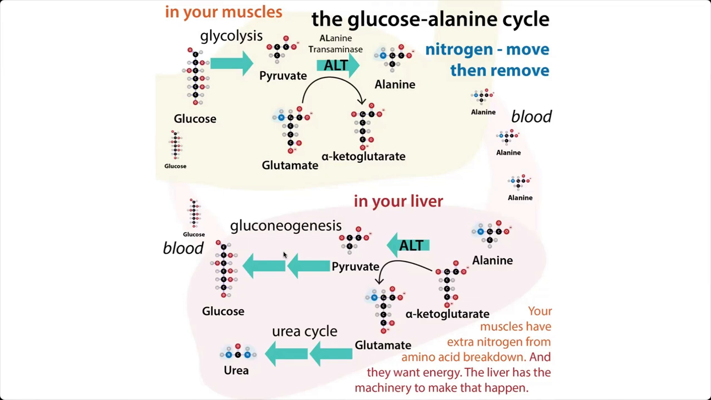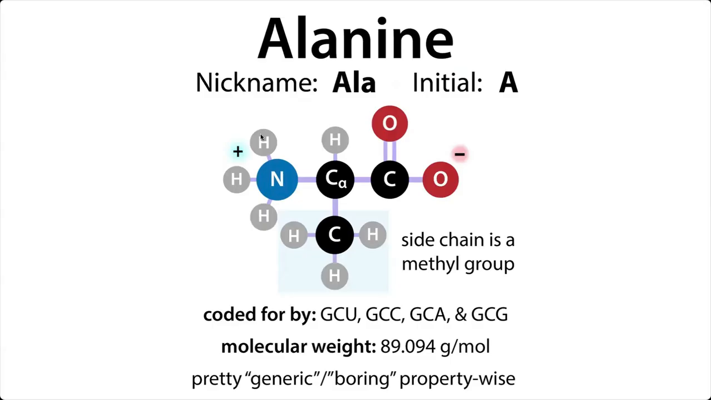And it's also super duper important for transporting amino groups through the bloodstream, especially from your muscles to your liver, so that your muscles can get rid of nitrogen groups when they're breaking down protein and get back glucose in the glucose-alanine cycle. So there you have it, all about alanine.